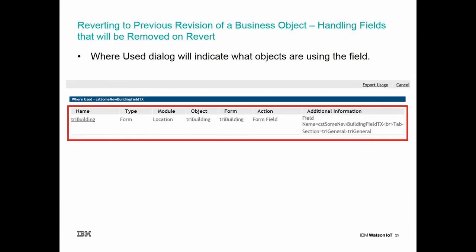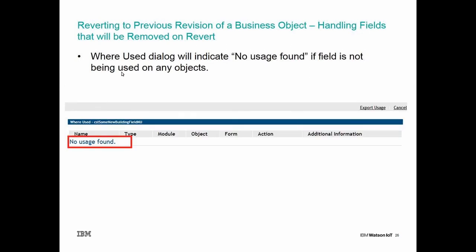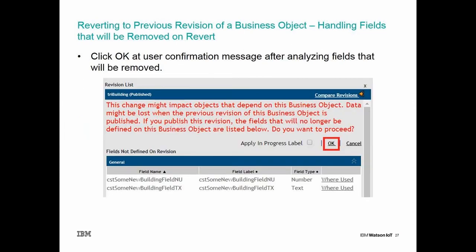So when you click the where used link by an object, a dialog will open showing where the field is being used. In this screenshot, we see that the field is being used by the try building form. If the field is not being used by another object, you will see the message no usage found when clicking the where used link. So after analyzing and resolving all the fields that will be removed, click the OK button to proceed with the revision.